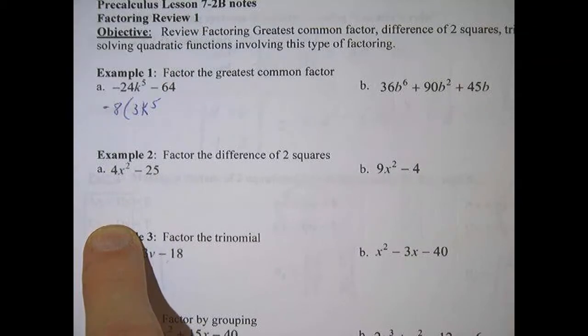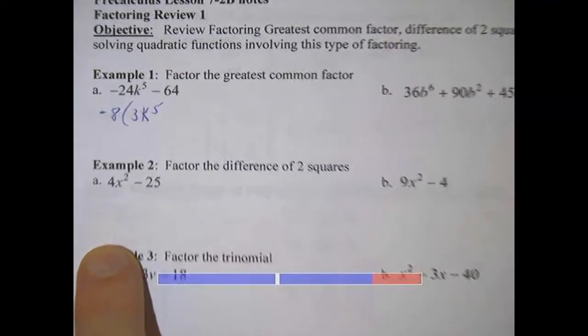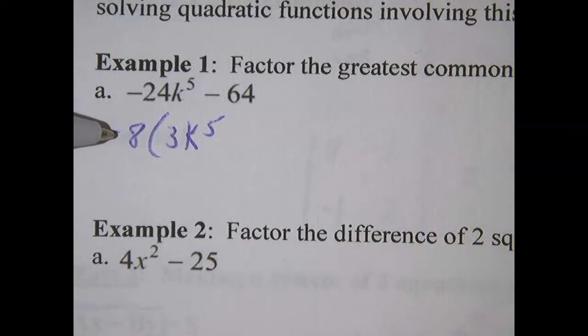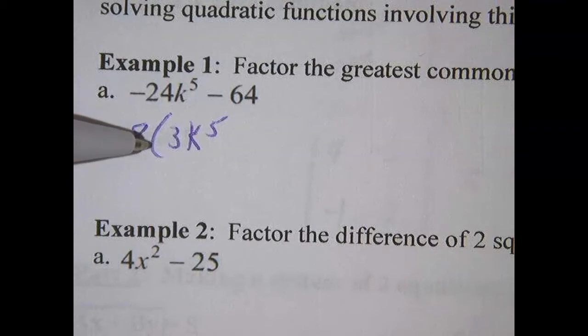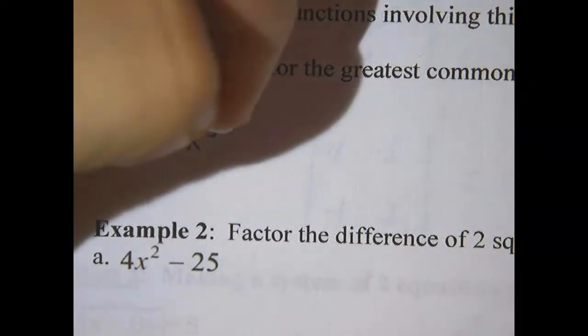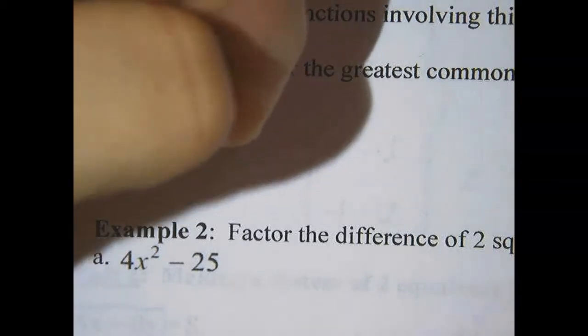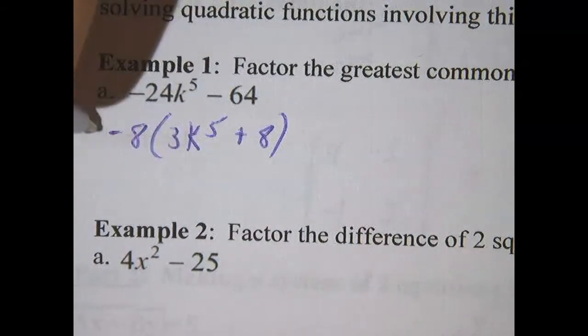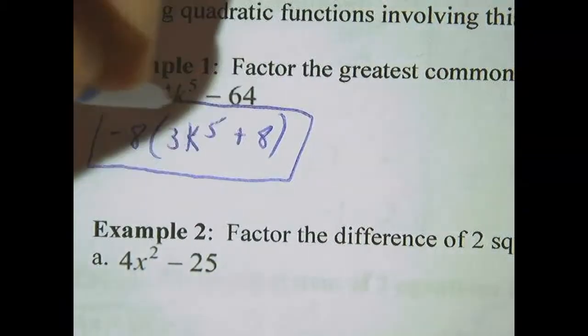And I always kind of go forward and backwards. So once I take that out and I multiply, I just kind of think to myself, is that right? Is it negative 8 times 3k to the 5th? Is that negative 24k to the 5th? And if I get a no, then I would erase, and I'd be in trouble since I'm using a pen. What do I multiply negative 8 by to get negative 64? That would be a positive, or a plus 8, right? Negative 8 times 8 is negative 64. So there it is, and that is a fully factored problem.